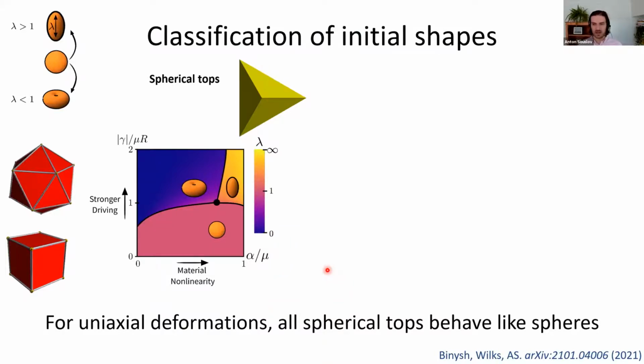So I have just a little bit of time left, so let me race through it. I mentioned that this is something generic, right, that happens for spheres. In fact, this phase diagram has the same shape for any spherical top. So any shape that doesn't have an anisotropy axis. So that includes, for example, all of the Platonic solids.